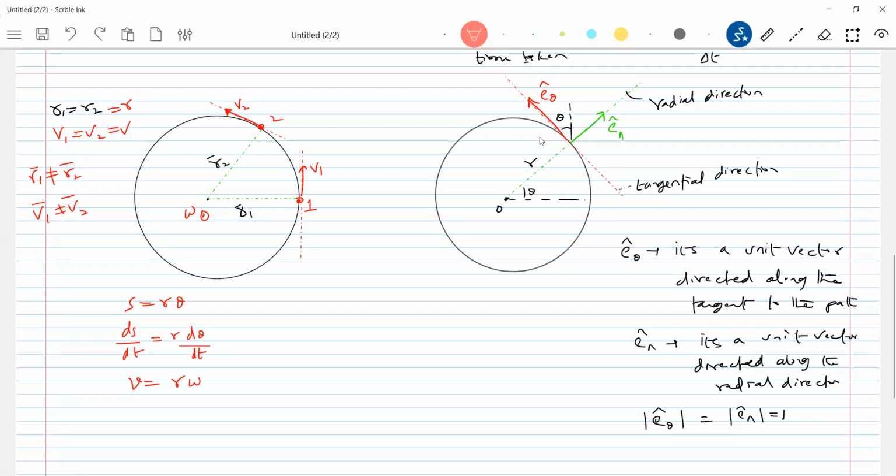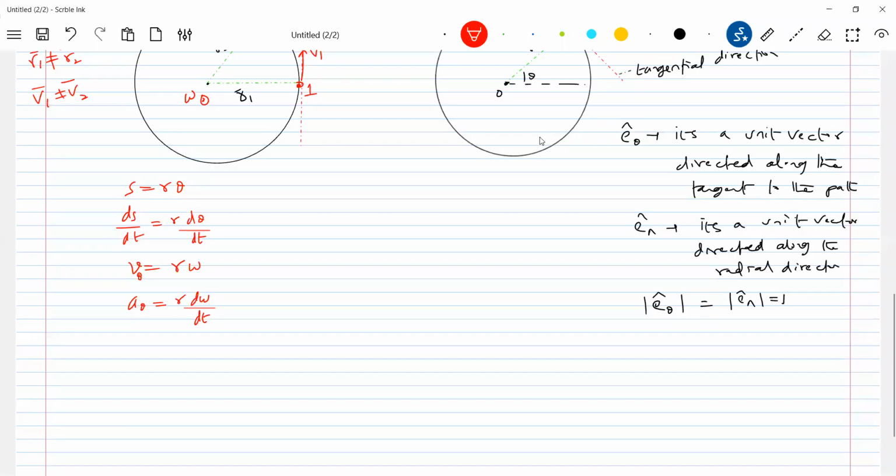So now what is v? V is ds by dt. This is called the linear speed. And omega is d theta by dt. If I differentiate again, I'll get the tangential acceleration, a theta, which is equal to r d omega by dt. So what is d omega by dt? This is called the angular acceleration, while a theta is the linear acceleration.